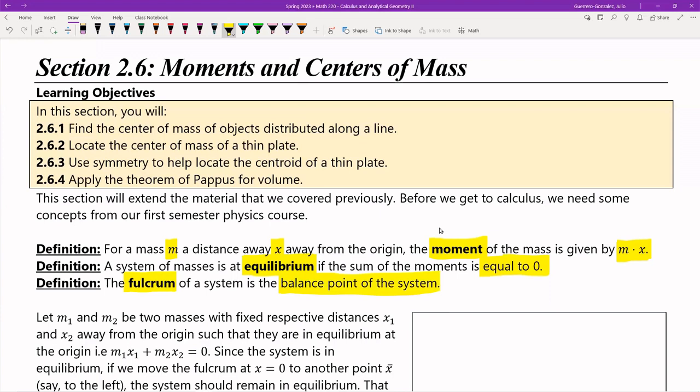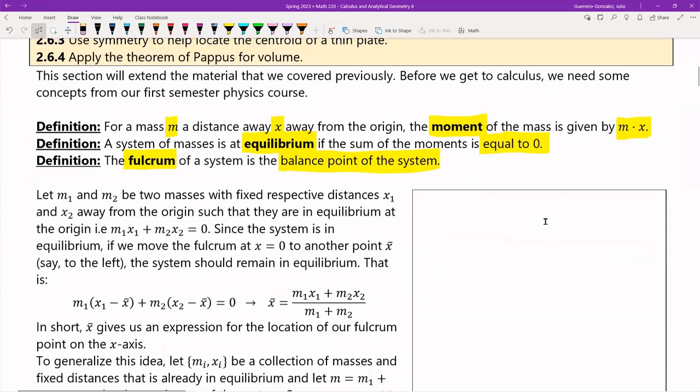Essentially, this is where you're going to put your finger or where you're going to put your pencil, so that the entire system that we're looking at is completely balanced. That's what we're looking at in this section: finding balancing points. Specifically, in our study, that's what we call the center of mass. So we're looking for balancing points, or the centers of mass, of objects. Let's go ahead and develop the idea of equilibrium really quick.